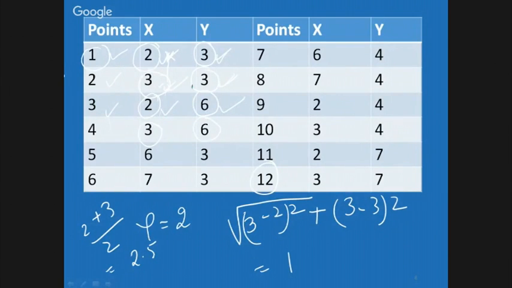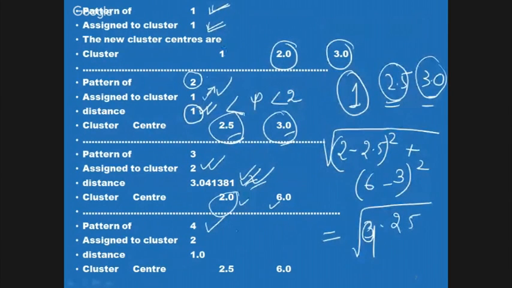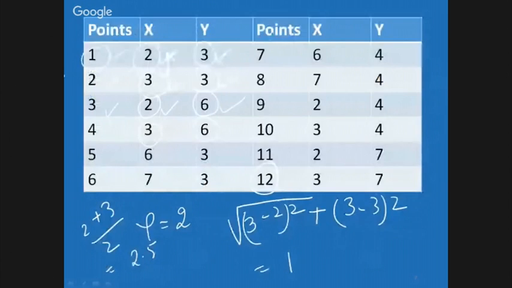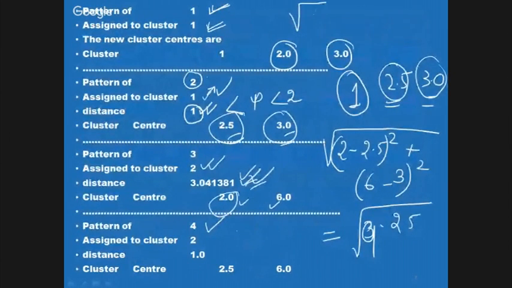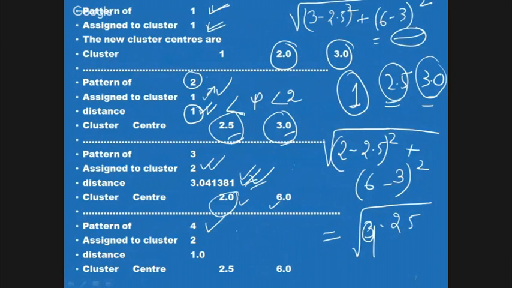Now for the 2 clusters, we have to find out the distance, right? What will be the distance from cluster 1? Let us find out for cluster 1, the point is 3 and 6. Then it will be root over 3 minus 2.5 whole square, right? Plus 6 minus 3 whole square, right? You will get some value here, right?